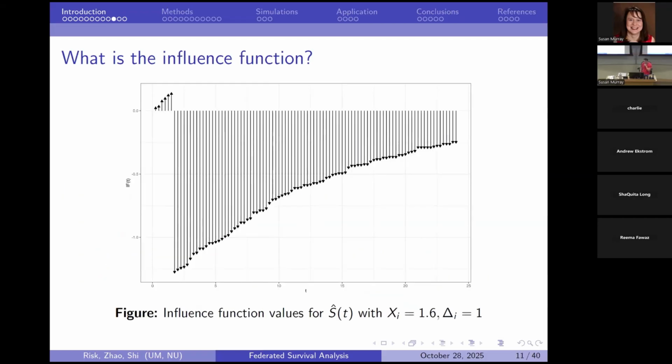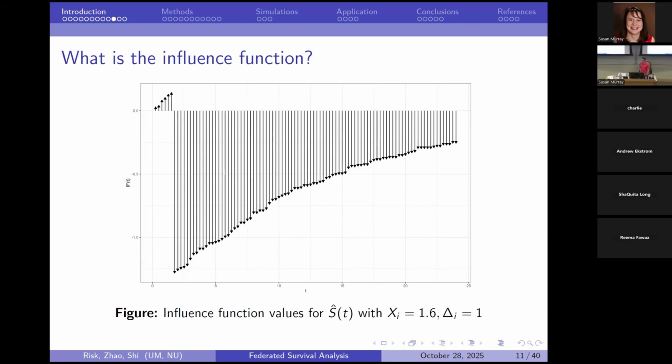So what does the influence function look like in practice? This is an example where I generated some simulated survival data, and then I took an individual who experiences an event. So that's why we have delta i equals 1 here at, let's say, 1.6 months. You can see that for all the times before they experience their event, they're actually driving up that survival curve, right? Because they're making the risk set bigger and they're making the jumps in the curve small. But once they experience an event, you can see they're having a huge negative effect on the survival curve because they're contributing to the proportion of individuals who had events.